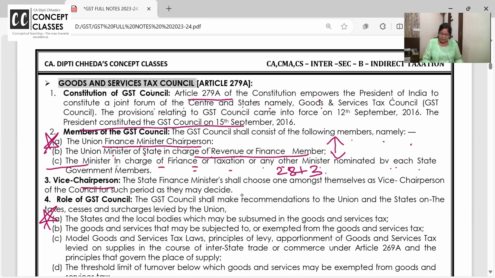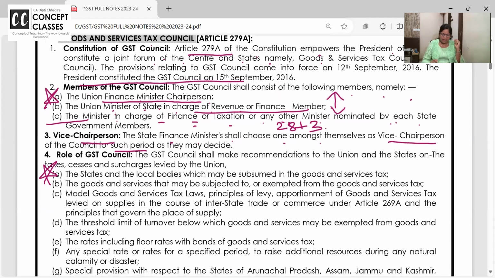Who will be the vice chairman? State finance ministers shall choose one. Every state is sending their one representative, the state's finance minister. So from all the finance ministers, one of them will be the vice chairman. Okay. Of course, everyone has their role. There is no dominance. You will soon see how decisions are being taken.